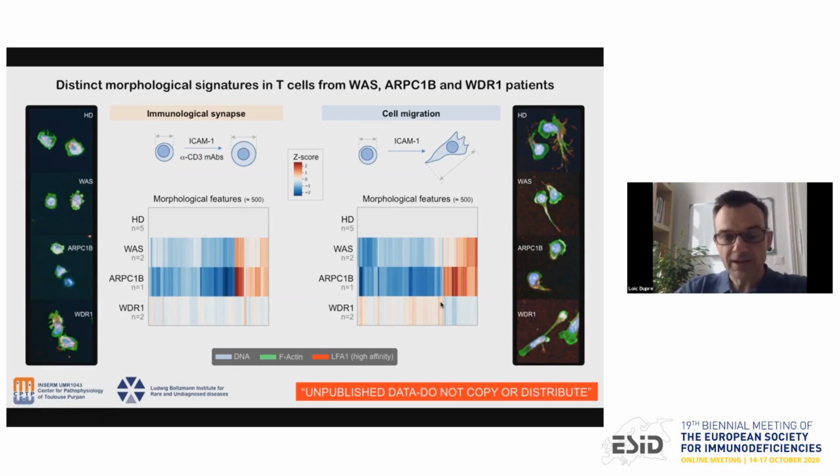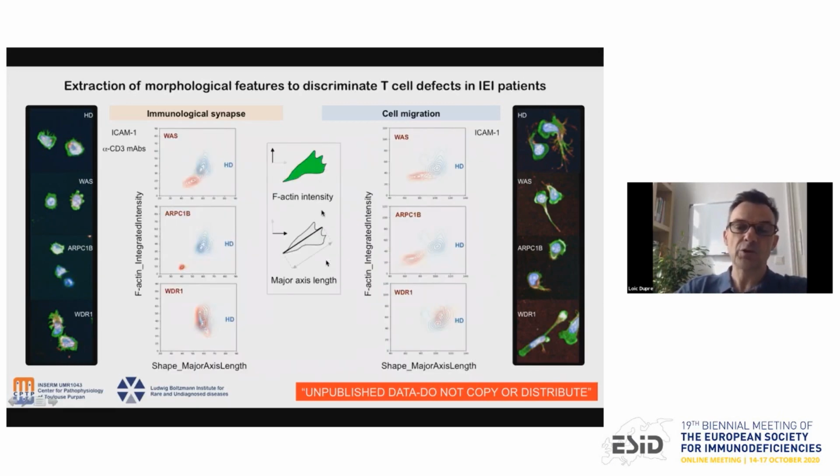Out of those complex morphological signatures, we can also automatically extract discriminative features. We found F-actin intensity on a per cell basis and the major axis length of the cells to be 2 very discriminative features to compare our different patient groups.